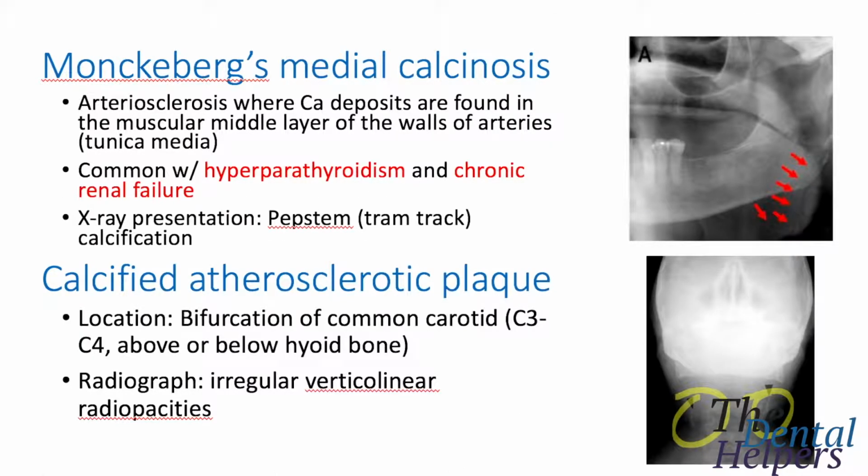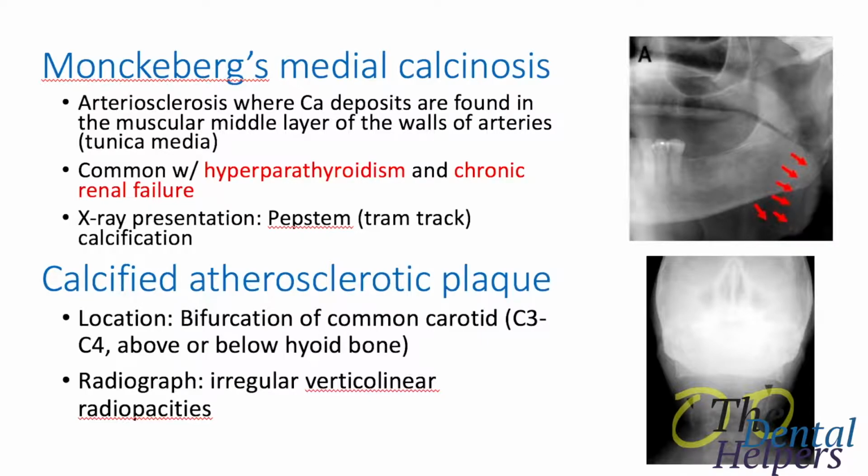Okay, Monckeberg's medial calcinosis, and that's kind of highlighted by these arrows right here. It's basically an atherosclerosis where calcium deposits are found in the middle layer of the walls of arterioles. So this is going to be in the tunica media. So calcium deposits hang out in the tunica media, and it's more common with hypoparathyroidism and chronic renal failure.